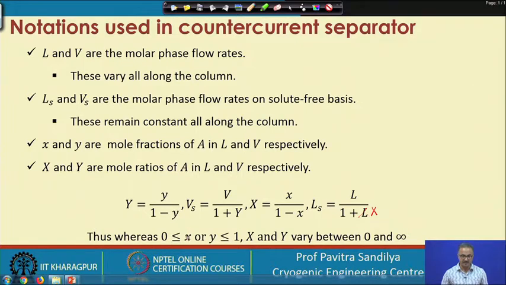Now, here we have to remember that these mole fractions, x or y, are always between 0 and 1, that we know, but we see that the mole ratios can vary between 0 and infinity. You can easily see that if you put y as 0, then this capital Y is 0, and if you keep y as 1, then this bottom one becomes 1 minus 1, that is 0. So, this Y tends towards infinity. So, that is how we find that mole ratio can go from 0 to infinity, whereas mole fraction will stay only between 0 and 1.